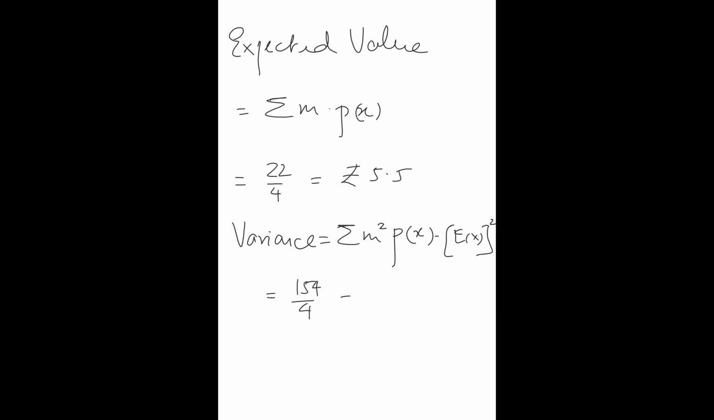So we'll put this value in the calculation: 154 by 4 minus the expected value, that is 5.5, the whole square. It is better for us to keep it in decimal in this problem. So 5.5 the whole square is 30.25 if you calculate, and 154 divided by 4, I'm doing a manual division over here, the answer is 38.5. So the result is rupees 8.25. This is the variance of the winning amount.